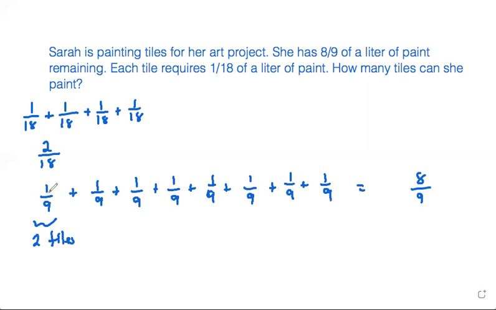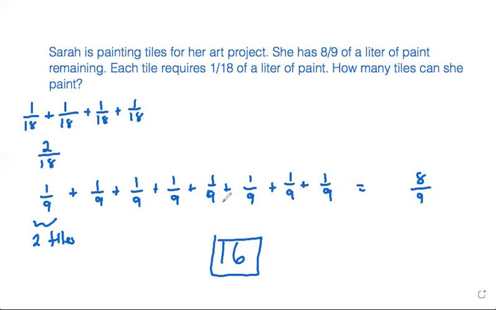So adding this all up, because when you're adding fractions, you add the numerators and you leave the denominator the same, if we add all of these up, we would get 8/9. And each of these 1/9 represents two tiles. So this would be 2, 4, 6, 8, 10, 12, 14, 16. We could paint 16 tiles with 8/9 liters of paint. So that's one kind of method, but it's a longer method and more of a logical method.